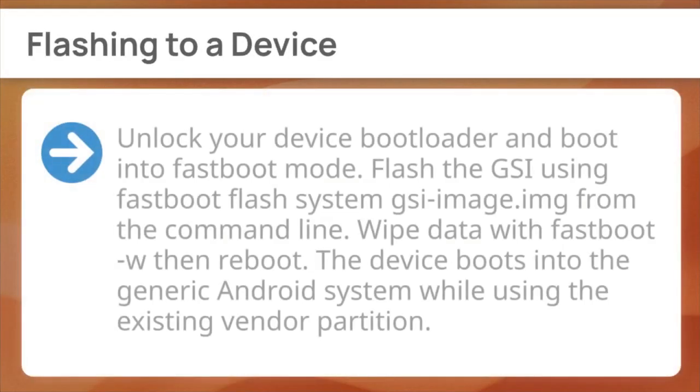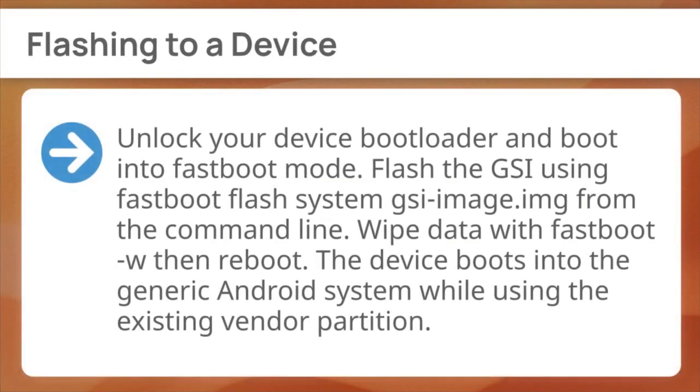First, flashing to a device. Unlock your device bootloader and boot into Fastboot mode. Flash the GSI using fastboot flash system, GSI image.img from the command line. Wipe data with fastboot -w, then reboot. The device boots into the generic Android system while using the existing vendor partition.